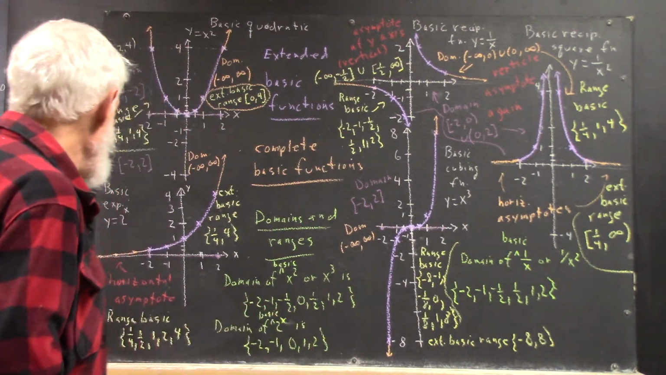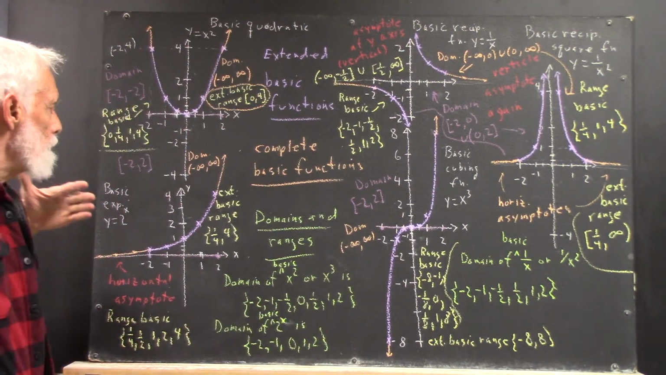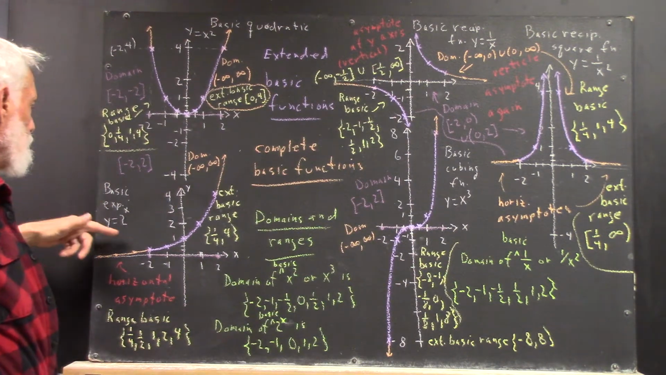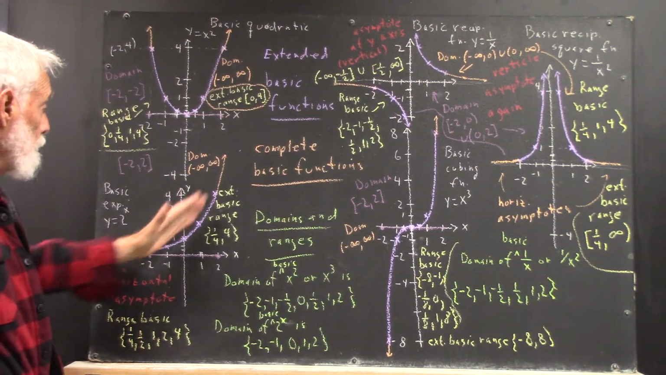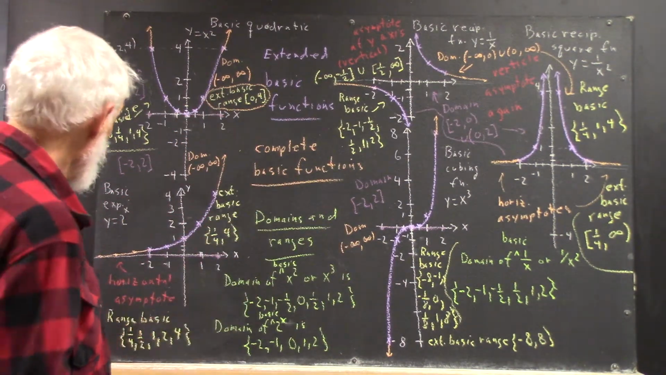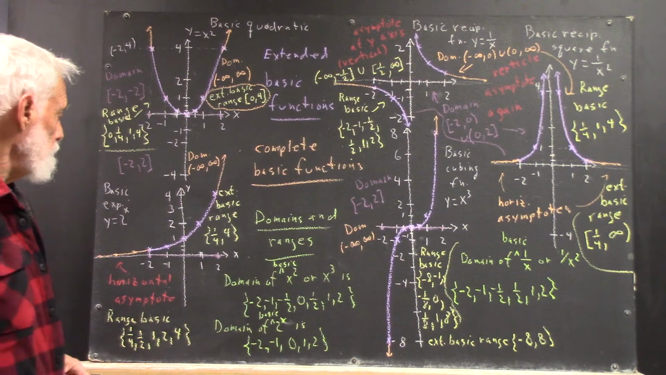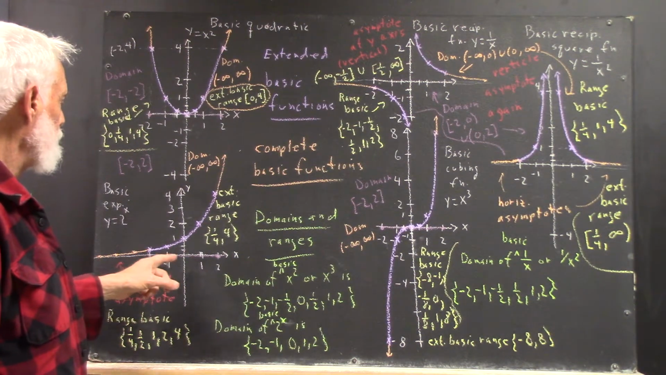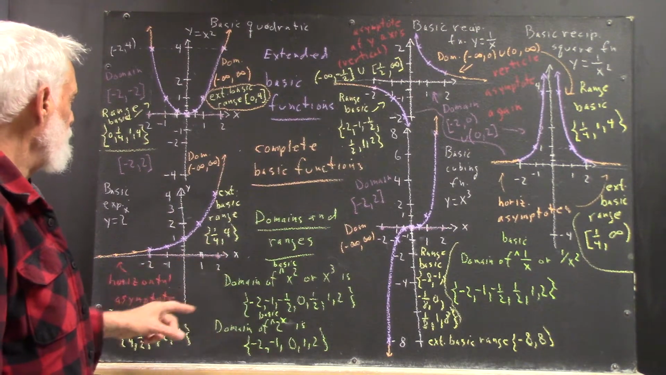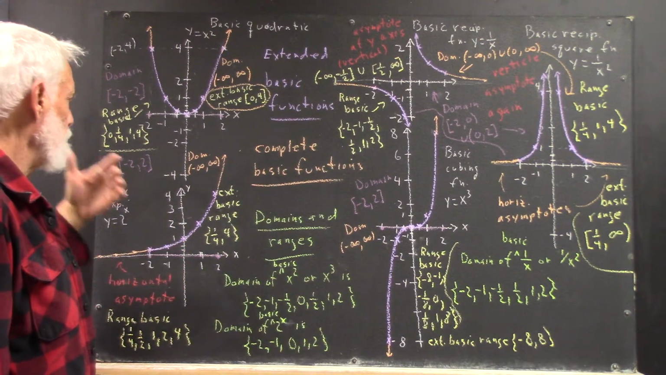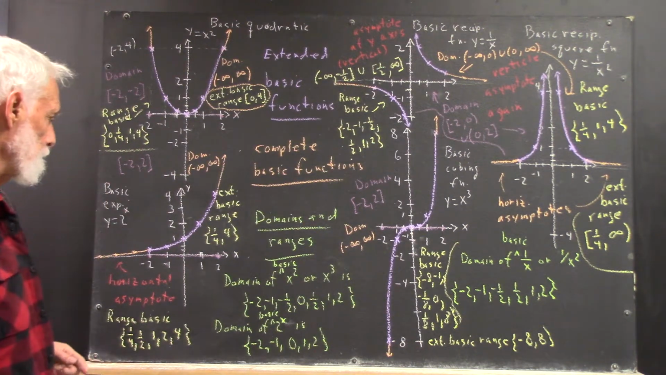Okay. Now, the basic exponential function, y equals 2 to the x, has a graph that looks like this. You can make the graph yourself. You can plot these points. You can see where they are. The domain is -2, -1, 0, 1, 2. We don't include the 1/2 in the domain of the basic exponential function.